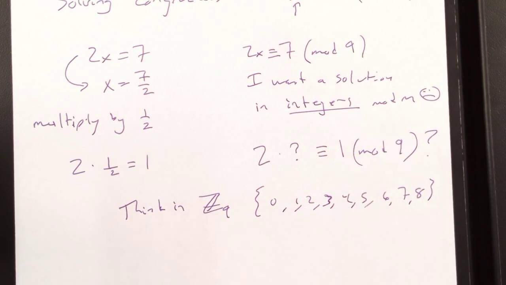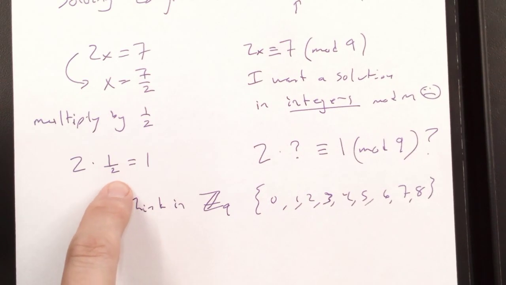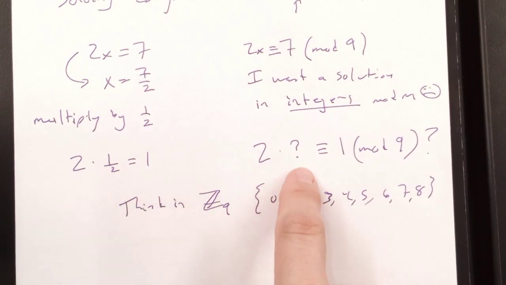I'm thinking about adding in this universe, which means I add and then take the remainder mod 9. I think about multiplying in this universe. I multiply the numbers, then I take the remainder mod 9. So, I want to find a multiplicative inverse, just like 1/2 is the multiplicative inverse of 2. I want to know, is there a multiplicative inverse for 2 in this universe?